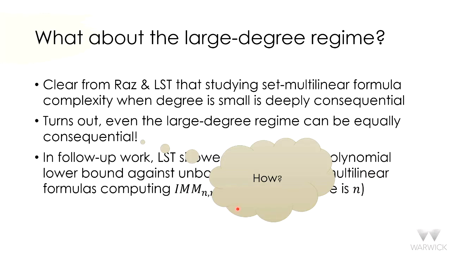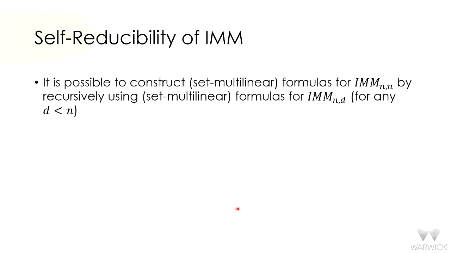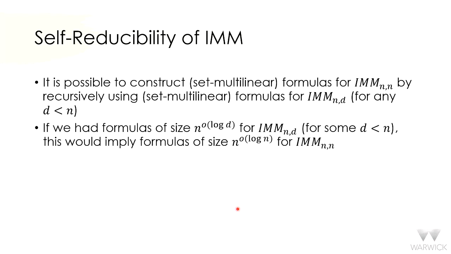Why is the large degree regime consequential? It's all down to this self-reducibility property of the IMM polynomial. So it turns out that it is possible to construct formulas for IMM n,n, so the large degree setting, using formulas for IMM n,d, where d is smaller than n. What this means is that if you had formulas of size n to the little o of log d for the smaller IMM, then by using a combination of those formulas, you will be able to get a smaller formula for your original IMM.